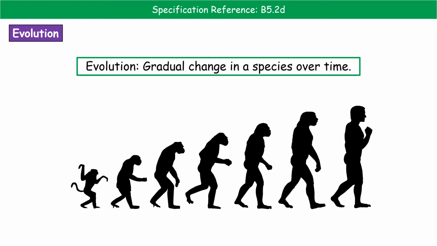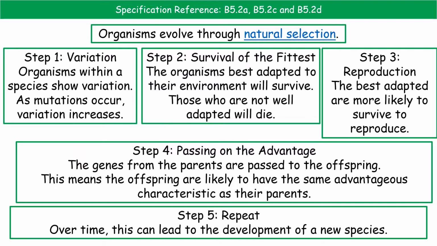So to start off with, we're going to have a little look at what we mean by the word evolution. Quite simply, when we talk about evolution, it's the gradual change in a species over time. So, for example, looking at how humans have changed through their earlier incarnations until we got to our present day humans. Those are gradual changes over a long period of time. So, how does it take place? Well, the answer is through natural selection.